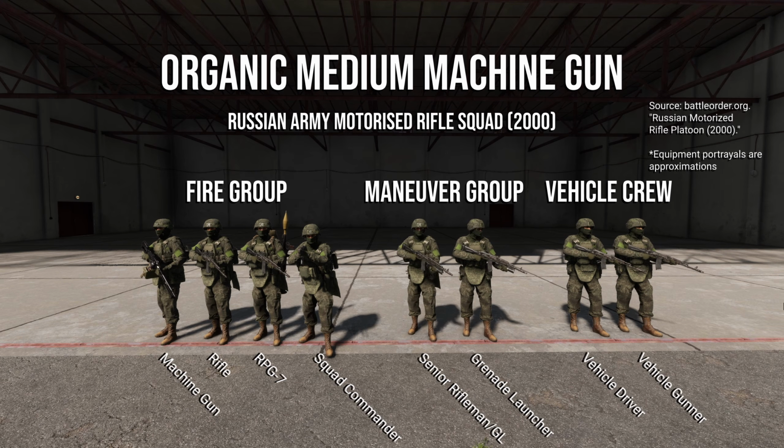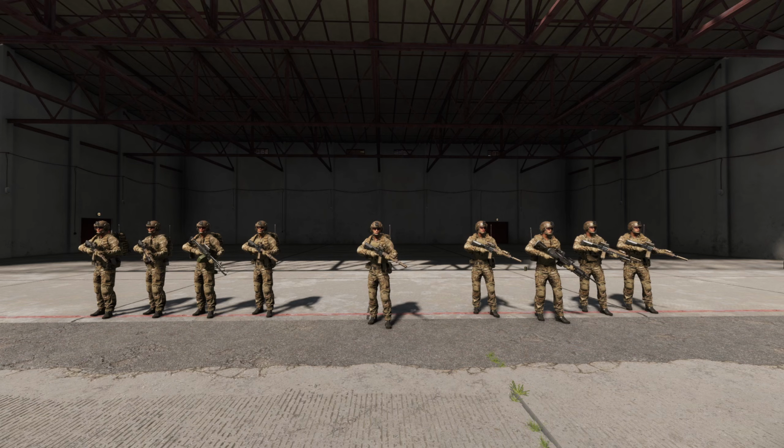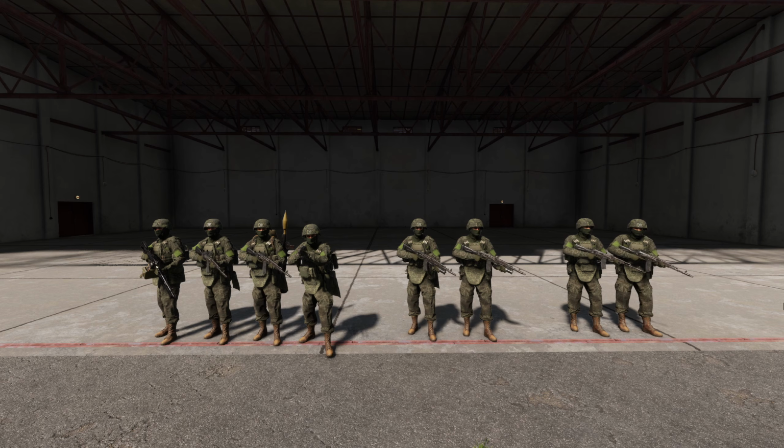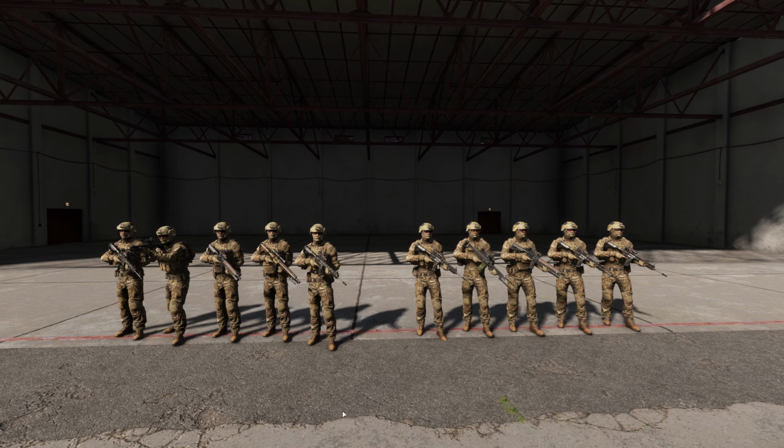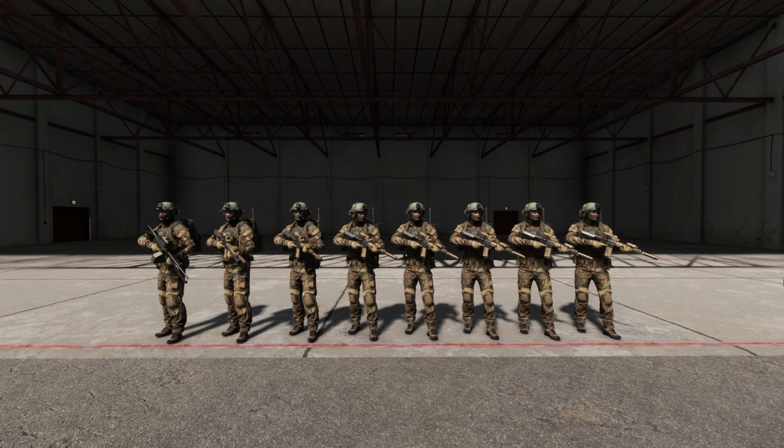In this type of organization, the medium machine guns will be used by one of the already existing fire teams, resulting in an asymmetric squad organization, or the squad might operate as a monolithic group focusing on machine gun employment to support other units.